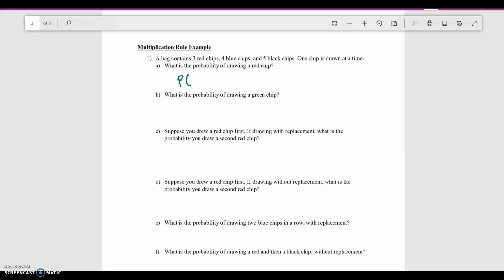So the probability of just getting a red chip, well, I know that there's 3 red chips out of the total number of chips that I have. This is just going to be 12. So this is going to be 3 out of 12. You can reduce the fraction if you want, but that's not really necessary. Okay, what is the probability of drawing a green chip? Well, notice that I only have red chips, blue chips, and black chips. There's no green chips, so the probability of getting a green chip is going to be 0 because I don't have any of that in this bag.